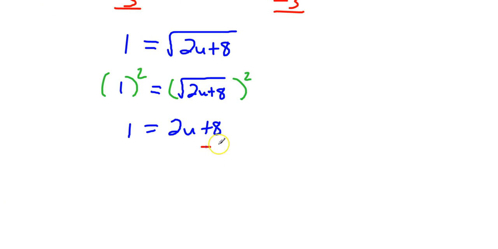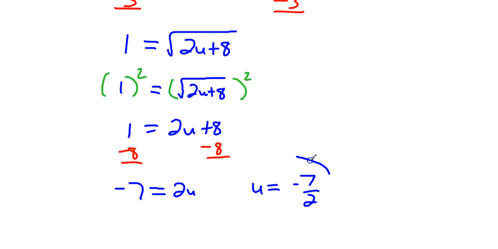So from there, we're going to add 8 to both sides. So we get 9 equals 2u. And when you divide by 2, you get a fraction answer. And again, if it's a fraction answer, you can just leave it as a fraction as long as it's in simplest terms.